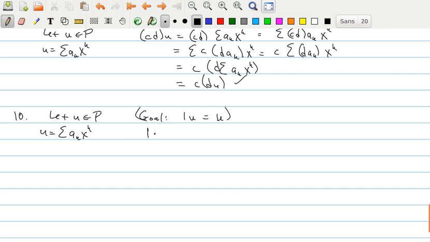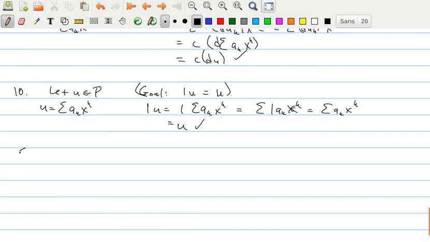So if I take 1 times u, this is 1 times the sum of ak x to the k. Now we can distribute this 1 through the sum using properties of polynomials. And now 1 times ak is the same thing as ak. And this, by definition, is u. So we've got the 10th axiom down. So this shows us that P is a vector space.